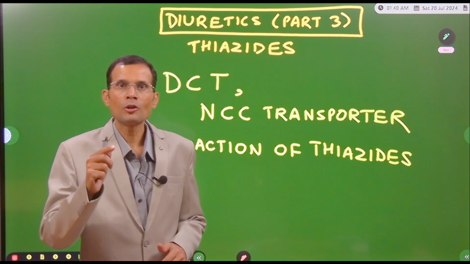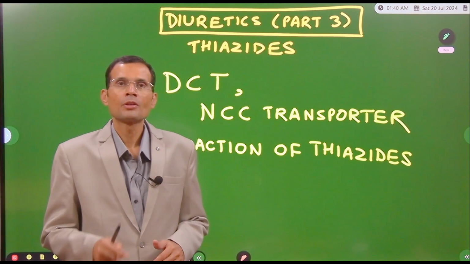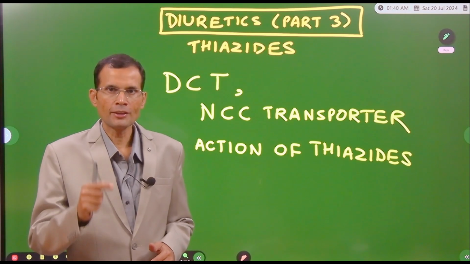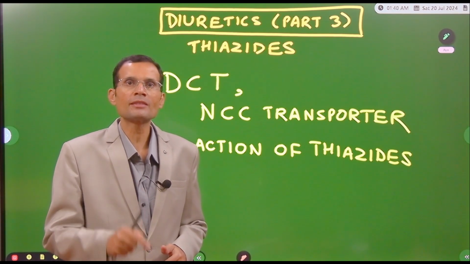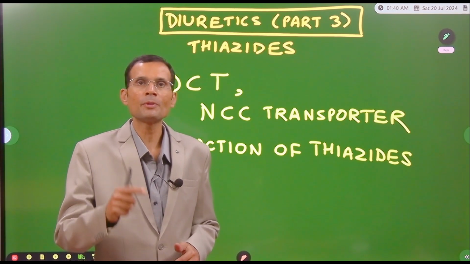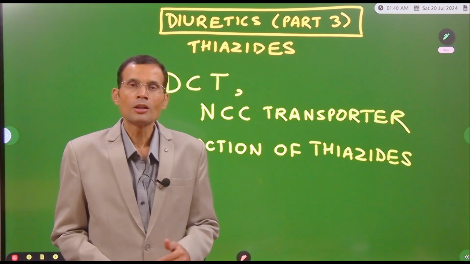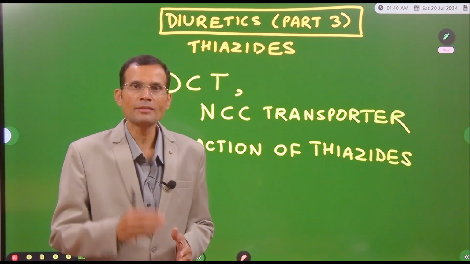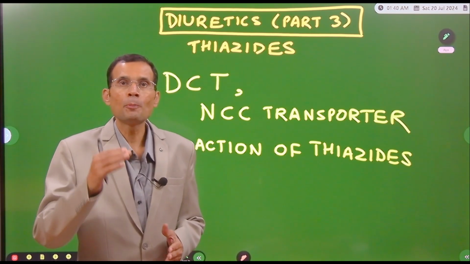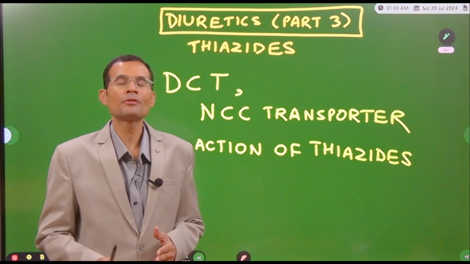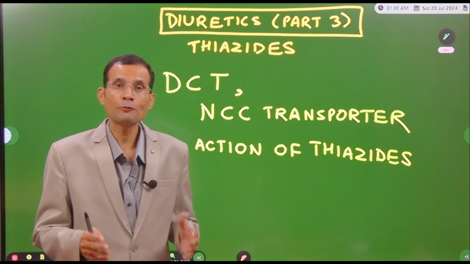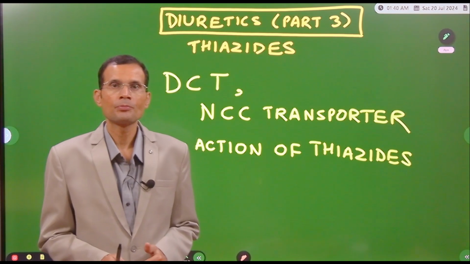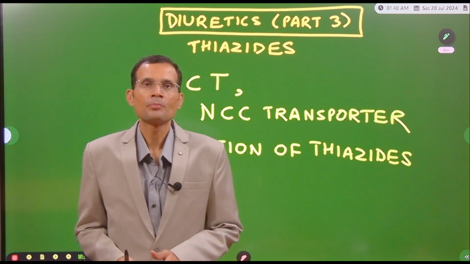Now, coming to the loop of Henle, thick ascending limb, loop diuretics act there. In the thick ascending limb, 25% of the filtered sodium is reabsorbed. So the loop diuretics have the capacity or potential to block 25% of the filtered sodium chloride, and therefore they are high efficacy or high ceiling diuretics. Now, coming to the DCT.